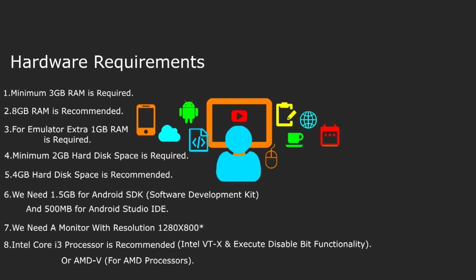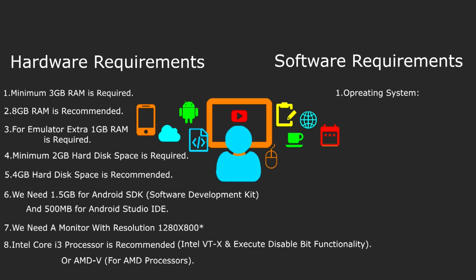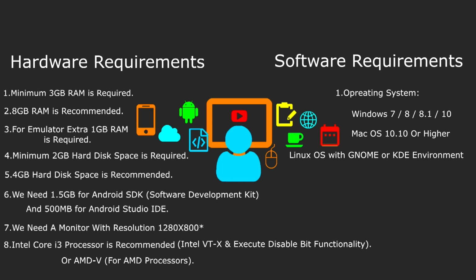Now let's discuss the software requirements. Let's start with the operating system first. What operating system should you have for application development? You will need either Windows OS version 7, 8, 8.1 or 10, Mac OS version 10.10 or higher, or Linux OS with GNOME or KDE environment, for example the Ubuntu operating system.